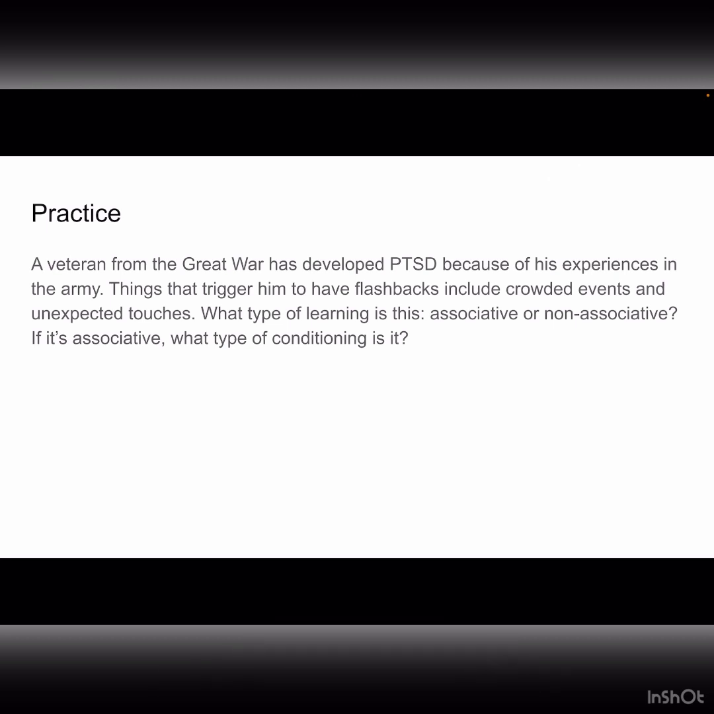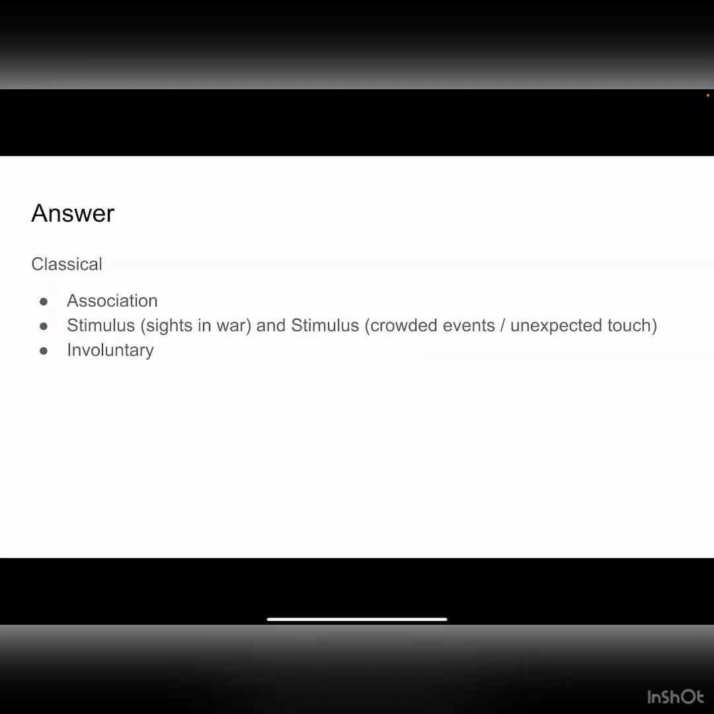This was an example of classical conditioning. In the example, the veteran formed an association between the things he saw while in the Army and crowded events or unexpected touch. This association is, for better or worse, involuntary and cannot be controlled. As such, this is classical conditioning.